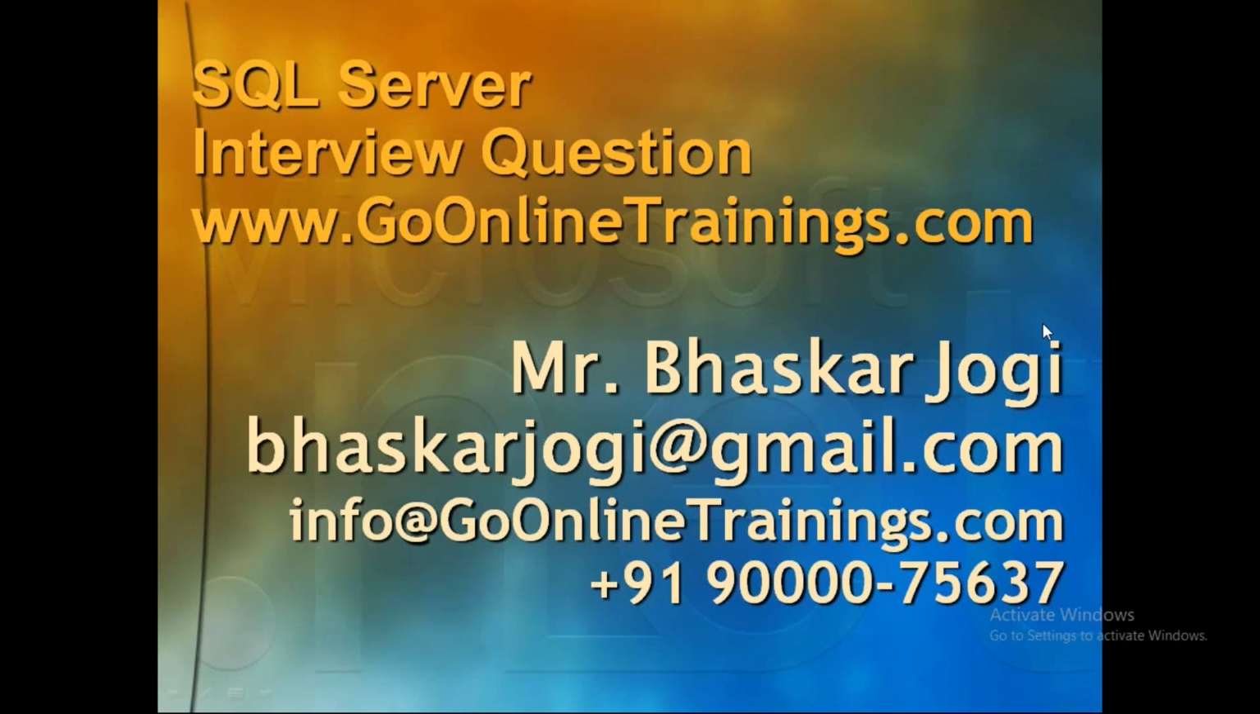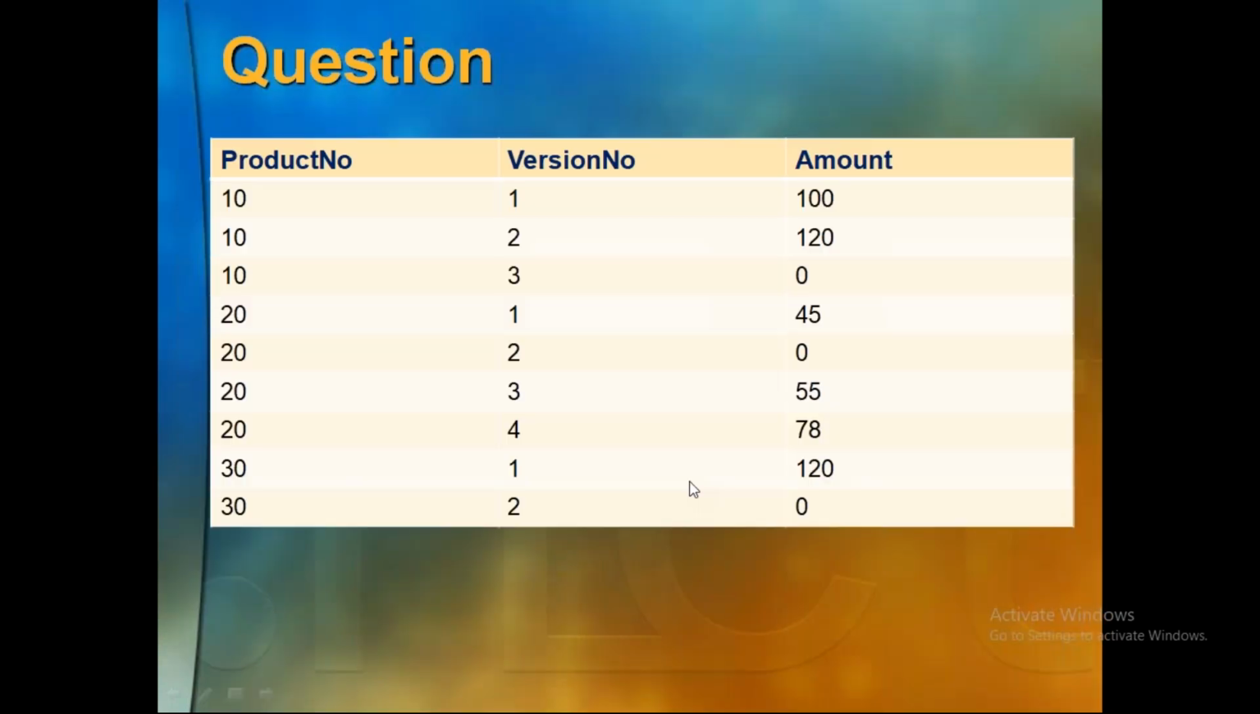Yesterday, we got one interview question from my friend. Let me tell you the question first. There is a product table. Product number is available, and for each and every product, there is a version number available. For each version, the amount for the product is given clearly.